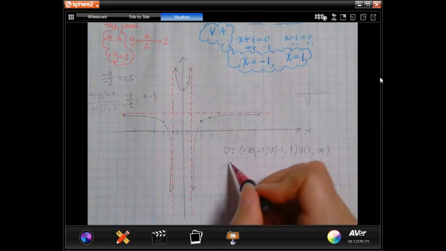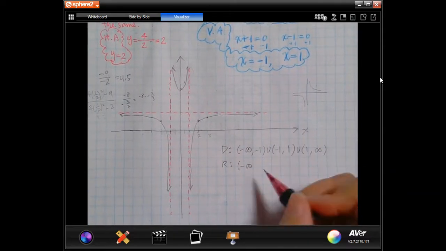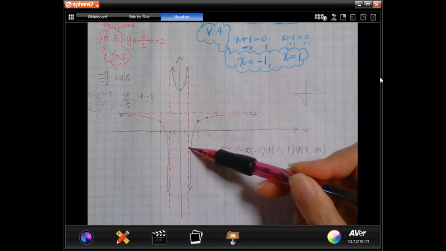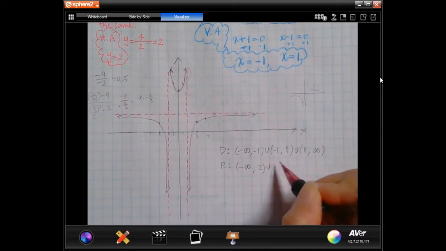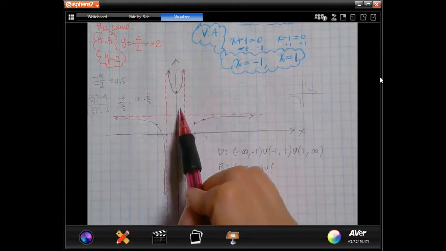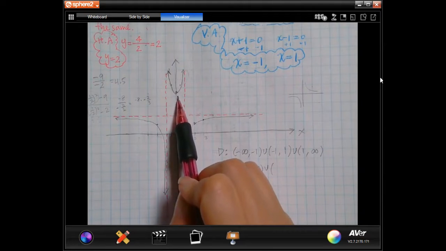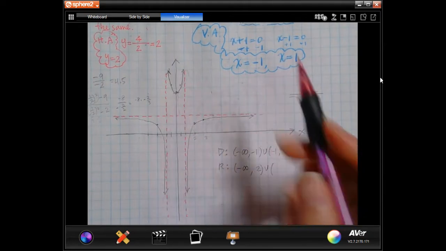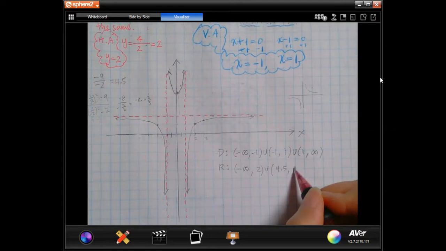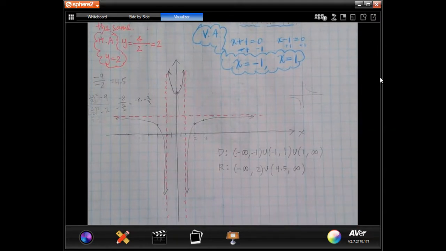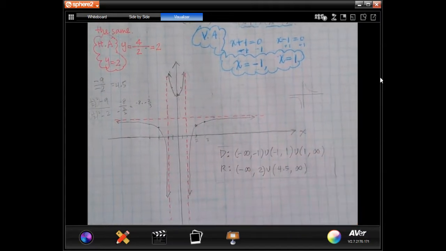Then for the range, I can start from the lowest point, -infinity, and then it continues up to where the horizontal asymptote is at 2. Then it's not really starting right after 2. There's nothing going on until 4.5. So it's going to be 4.5. And after that, it continues up to positive infinity. So this is the domain and range that you can provide for this.